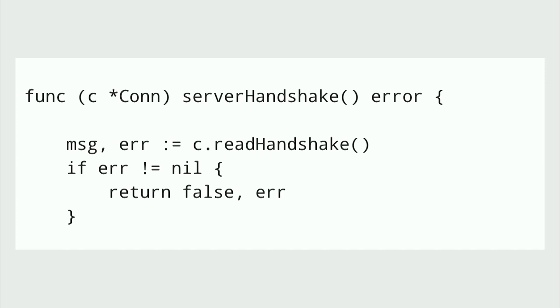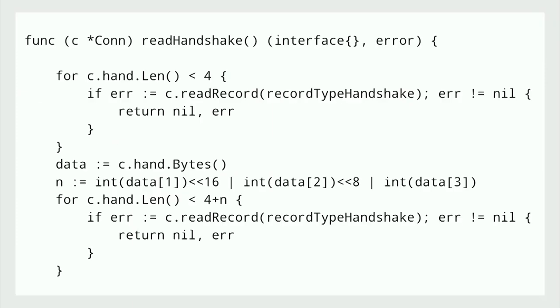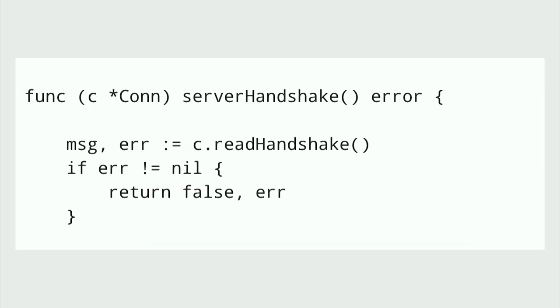So let's go for a concrete example. This is from the crypto/tls source. There's a function called serverHandshake, and at one of the stages, it needs to read a message to receive some information from the client. So it calls readMessage. Sorry, it calls readHandshake.